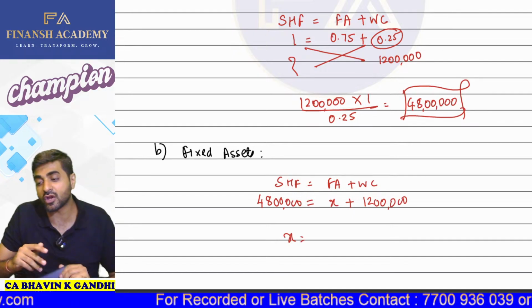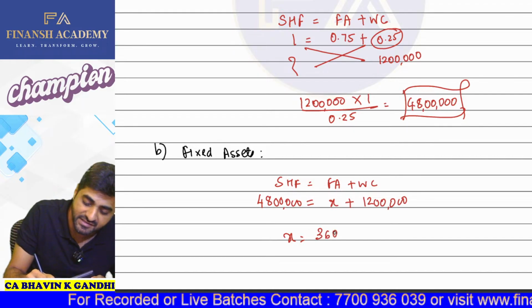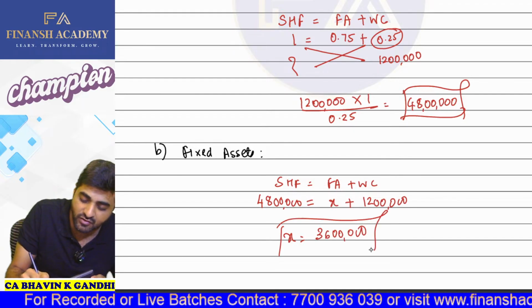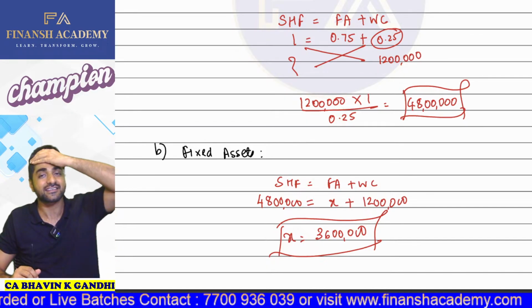So what is going to be your amount of fixed assets? So from 48, if I subtract 12, what do I get? I'll be getting 36 lakhs. So is my fixed assets going to be 36 lakhs? Come on, yes or no? Absolutely yes, sir. My fixed assets will be 36 lakhs.